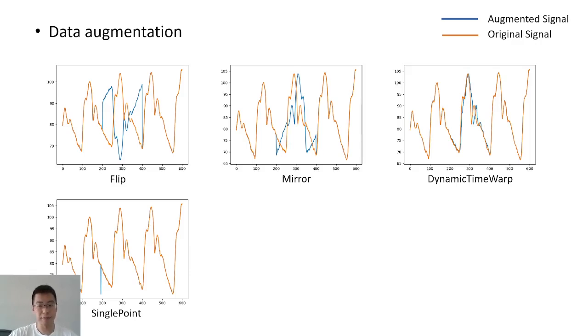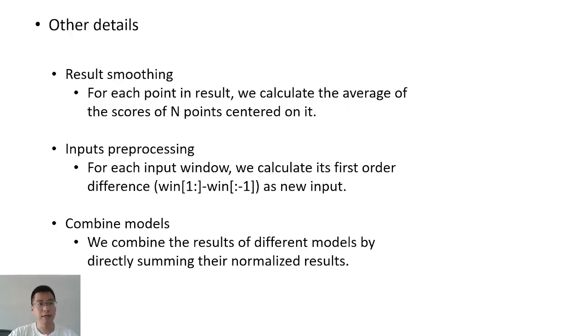And the first one, we flip the signal around the average value of this window. And the second, we flip the signal horizontally. And dynamic time warp means it stretches and squeezes random contiguous segments of the signal along the x-axis. The last one, we replace the value of one certain point with the minimum value in the window. Sorry. Here are other details we use in this computation.